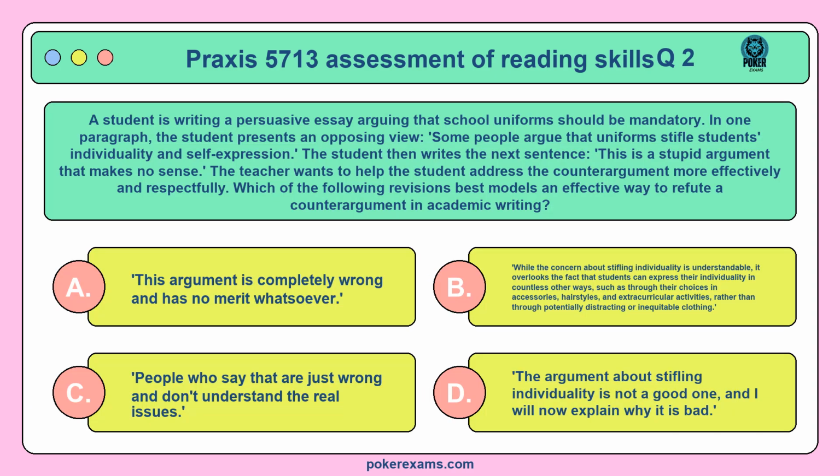Question 2. A student is writing a persuasive essay arguing that school uniforms should be mandatory. In one paragraph, the student presents an opposing view. Some people argue that uniforms stifle students' individuality and self-expression. The student then writes the next sentence. This is a stupid argument that makes no sense.